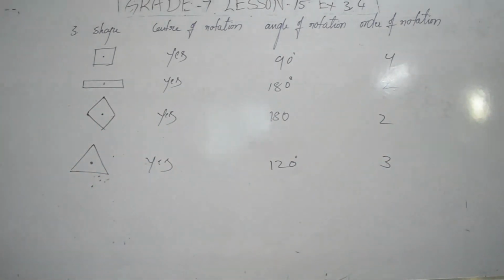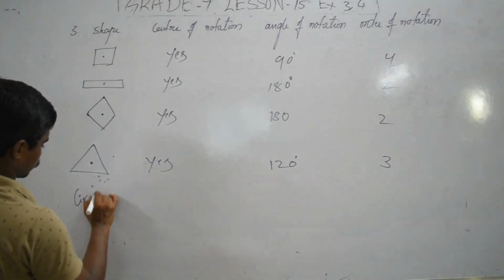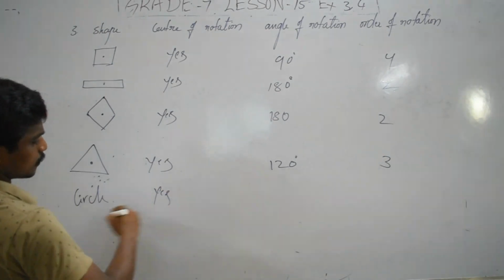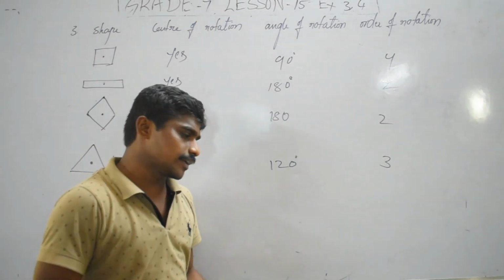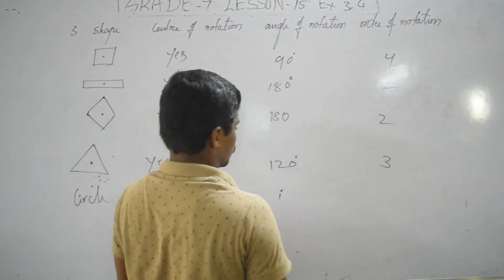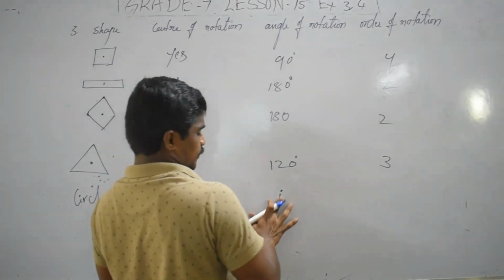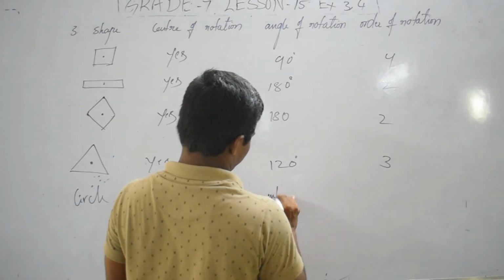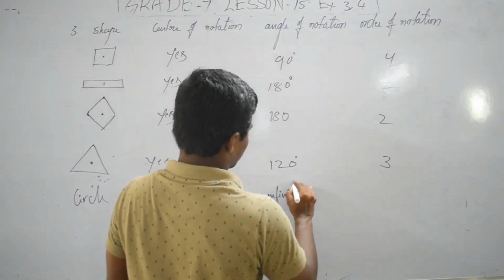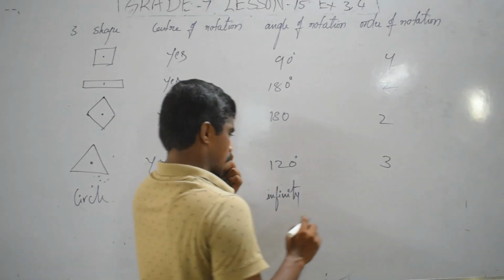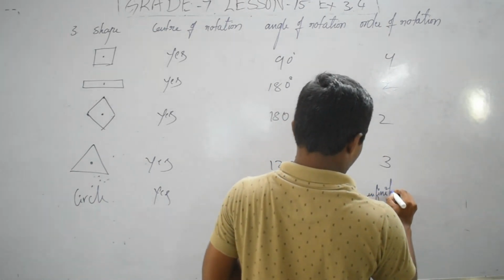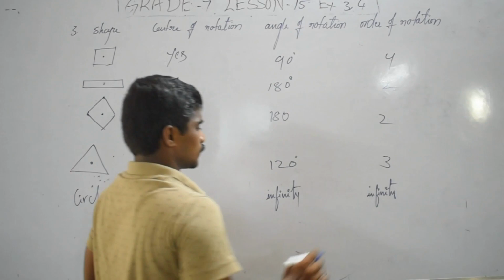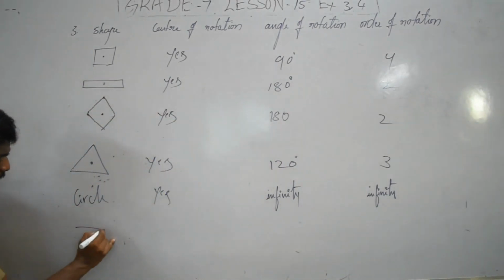Next one, circle. Yes. So the angle of the rotation is infinite, even 1 degree we can rotate. So the order of the rotation is infinity. Next, semicircle.